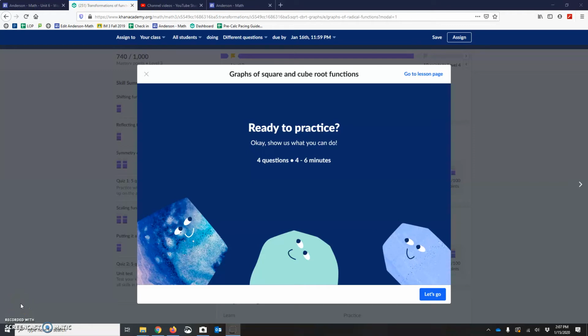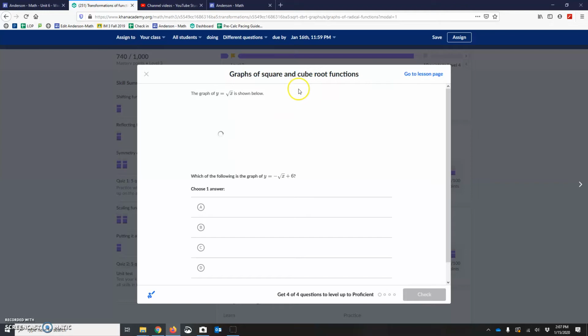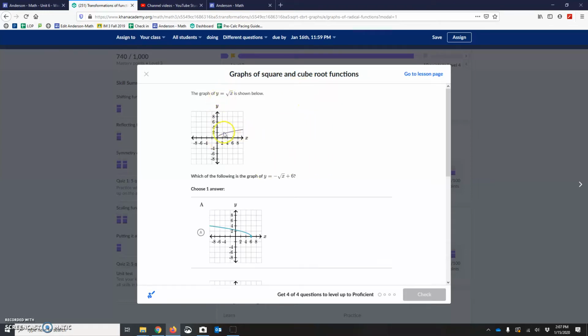All right, graphs of square and cube root functions. So square is the square root with the imaginary 2, and cube root is the square root with the 3 out in front. So here's the standard function or graph of the y equals square root of x function.